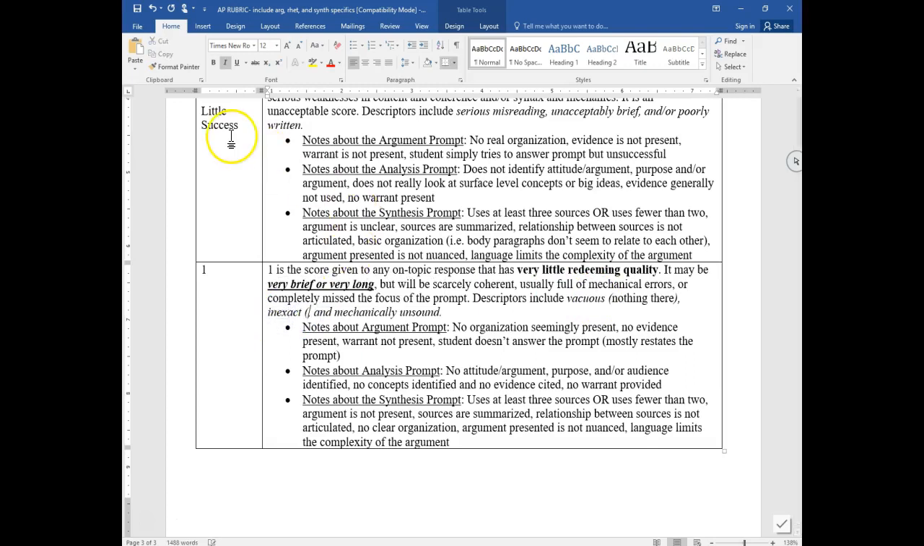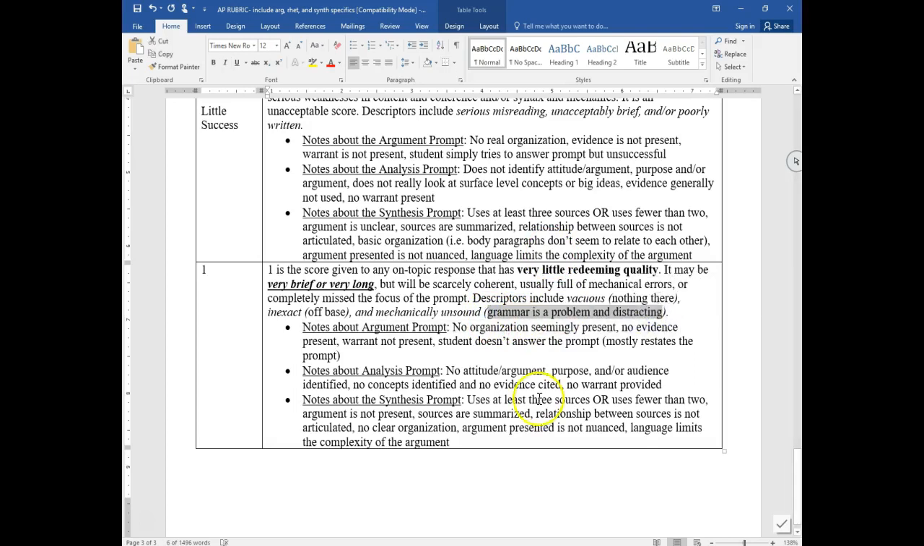Inexact, meaning it's off base, meaning you are completely off base with the topic. Okay? And the last one, mechanically unsound. So grammar is a problem and distracting. So that's what those mean. So those are the general descriptions of a 1.